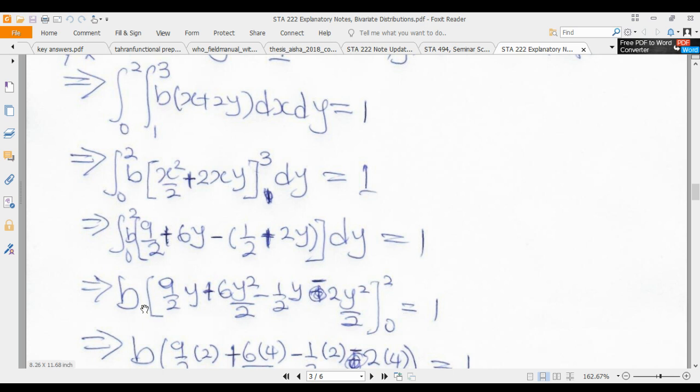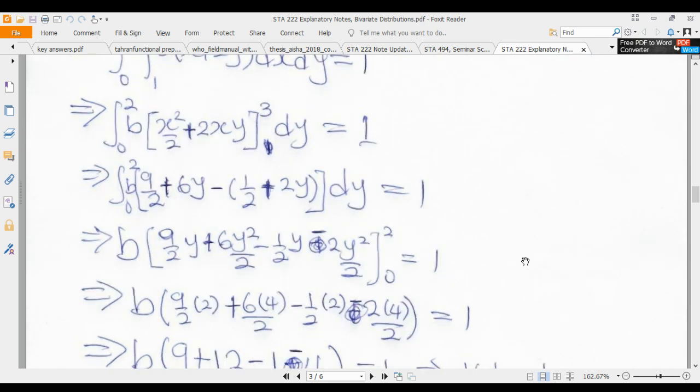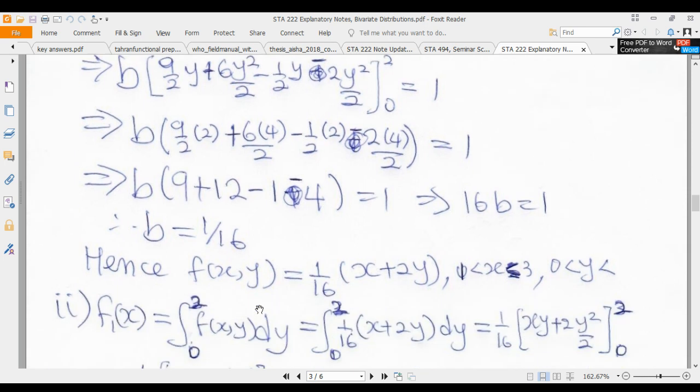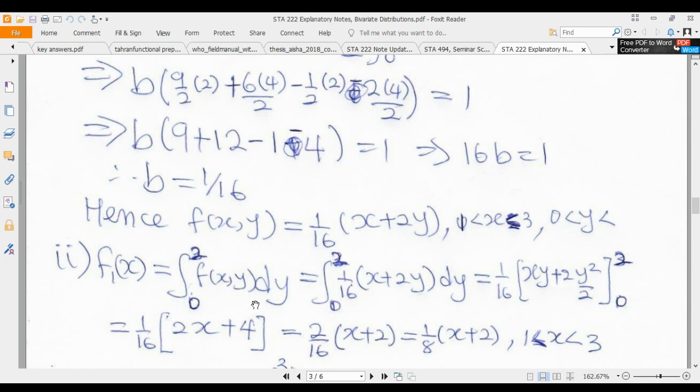You can see b times the bracket 9 over 2 y plus 6y squared over 2 minus half y minus 2y squared over 2 over this range, which can then be resolved to get b equal to 1 over 16. So f of x comma y will now become 1 over 16 into x plus 2y, where x is between 1 and 3 and y is between 0 and 2. Take note of that, y is between 0 and 2.